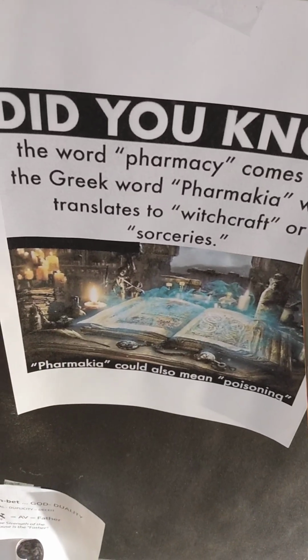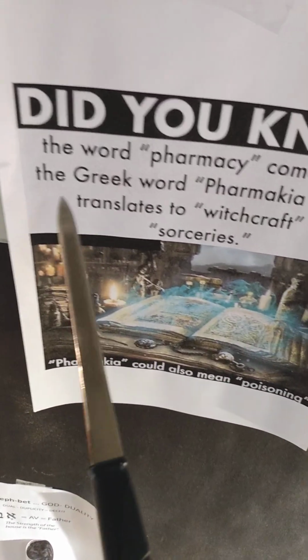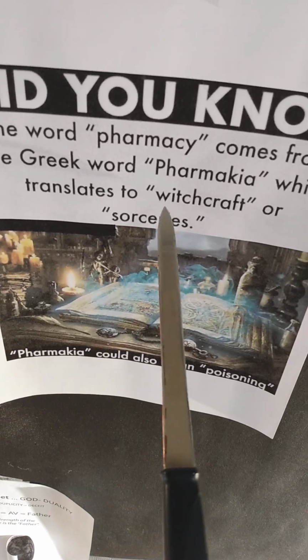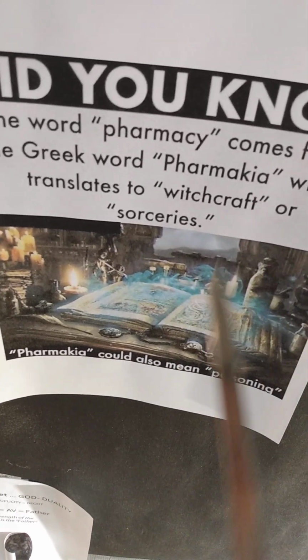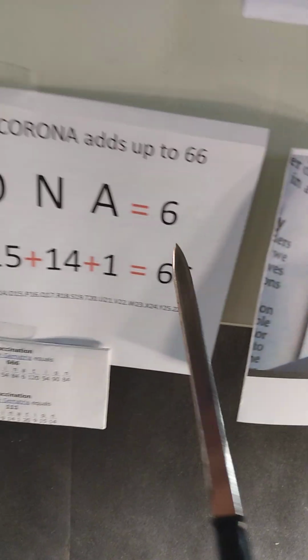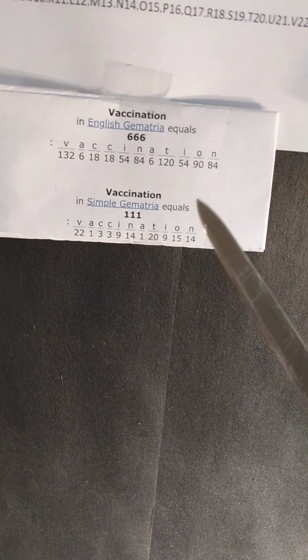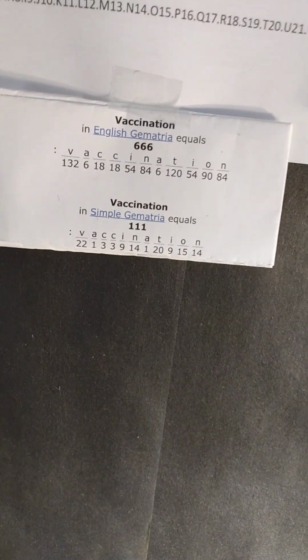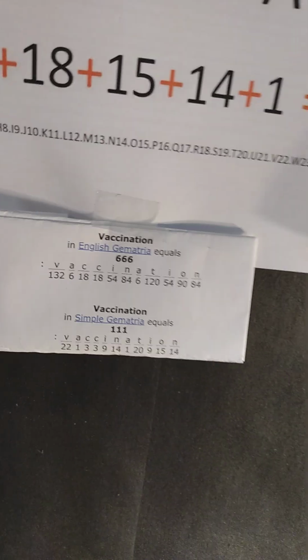There's something you need to know about the word pharmacy here. In Greek, it's pharmakia, and it translates to witchcraft, sorcery. Now, this may seem like a far stretch, not as much as what we just went through, a pandemic with a coronavirus, where you had the corona, it adds to 6, and when you add up all the letters of corona through their alphanumerical position, you get 66, and that's 666, and again, that was part of witchcraft, and you will see down here that the word vaccination through simple gematria equals 666, and that's your witchcraft.